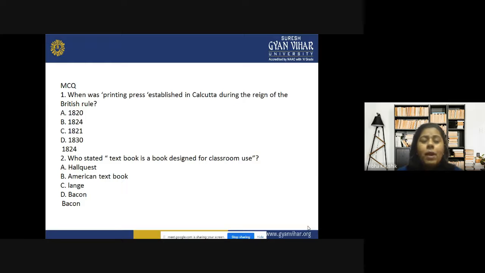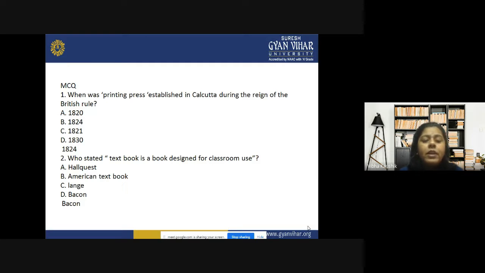Now let us discuss some MCQs, as MCQs are the best way to know how much you have mastered or learned a particular concept. Now, the first one is, when was the first printing press established in Calcutta during the British rule? Options are A 1820, B 1824, C 1821, or D 1830. So what will be the correct answer, students? And the correct answer will be option B, that is 1824.